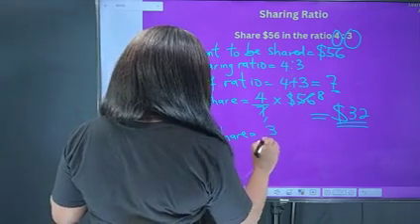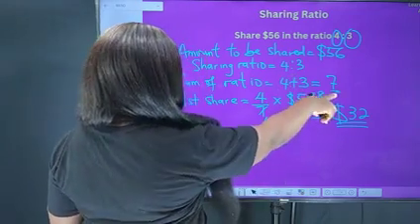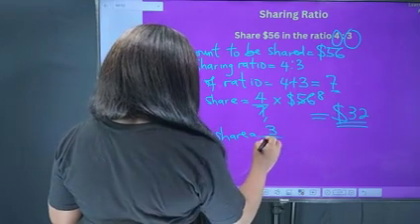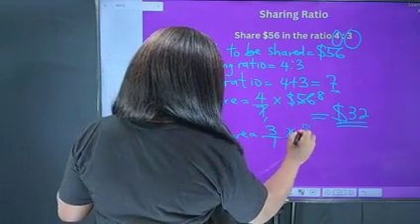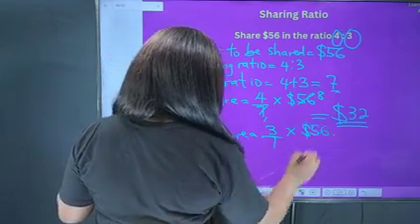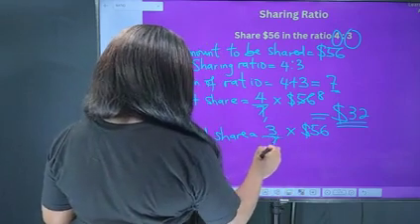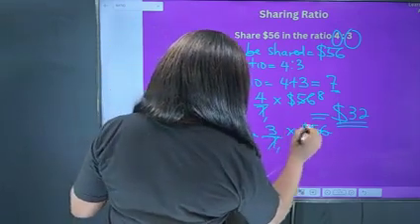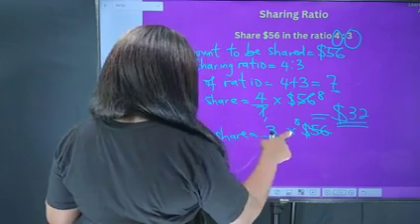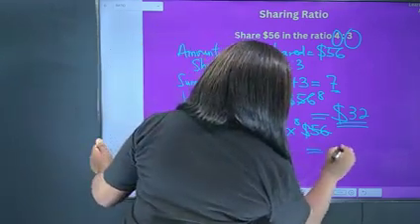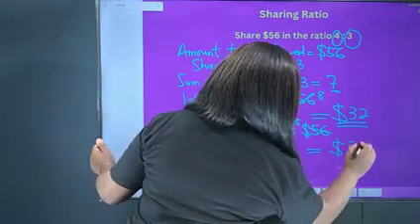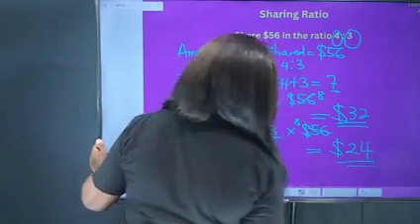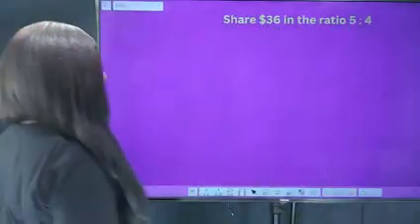That will be 3 over the total number of ratio, which is 7, multiplied by $56. So 7 will divide 56. 7 into 7 is 1. 7 into 56 is 8. So 3 times 8 is 24. So the second share is $24. Good. Now let's move on.